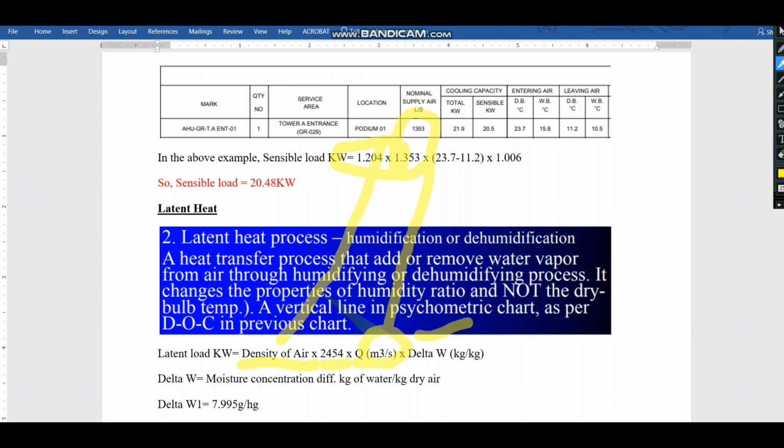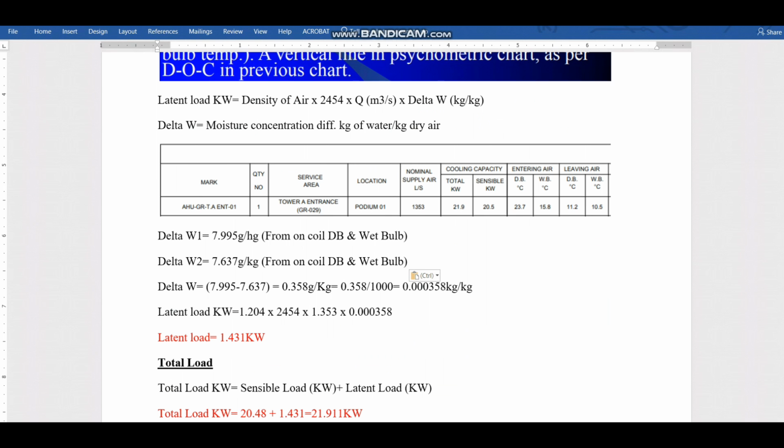Then delta W, a special parameter here. It is nothing but the humidity ratio we just discussed. Delta W is the moisture concentration difference, kg of water per kg of air, the same humidity ratio. Now we will see how to find this. In our case, the on-coil dry bulb is 23.7 and wet bulb 15.8. Let me enter the same in the psychrometric chart and find the humidity ratio. Similarly, for the off-coil dry bulb and wet bulb, we will enter in the psychrometric chart and get W2. The difference of these two gives the answer.